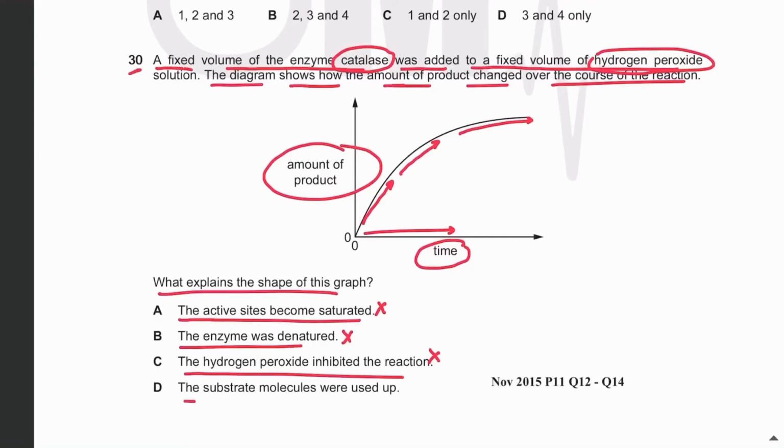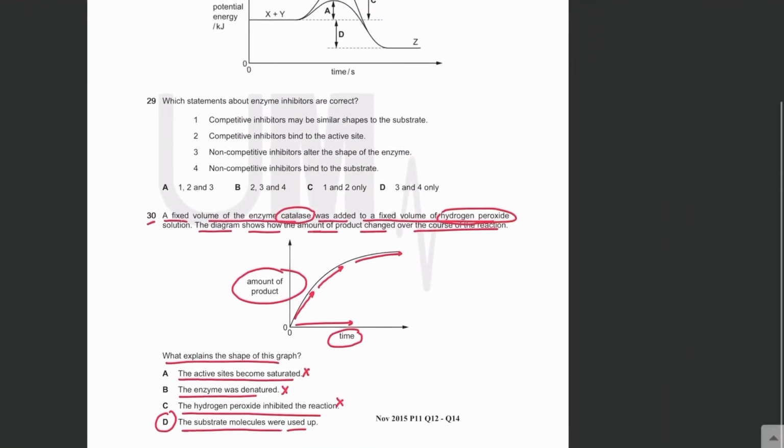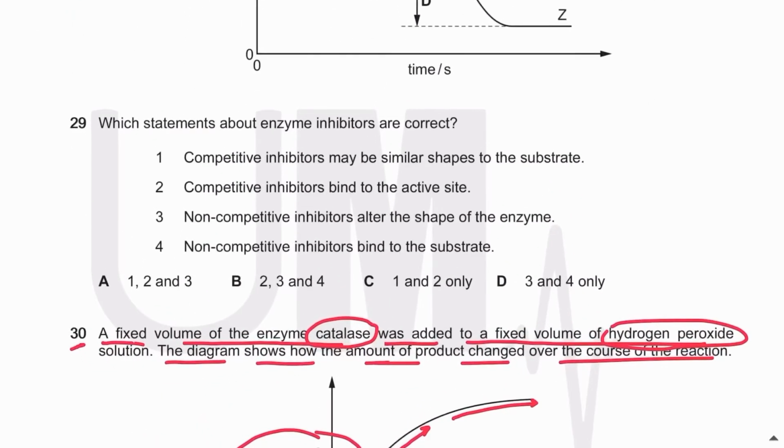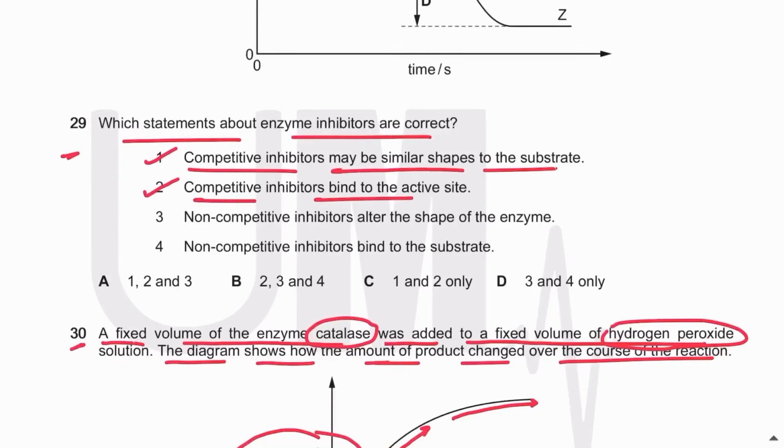The substrate molecules were used up, yes. Because the substrate was used up, the reaction stopped and the amount of product became constant. The answer is D. MCQ number 29. Which statements about enzyme inhibitors are correct? Competitive inhibitors may be similar in shape to the substrate. This is true. Competitive inhibitors bind to the active site. This is again true.